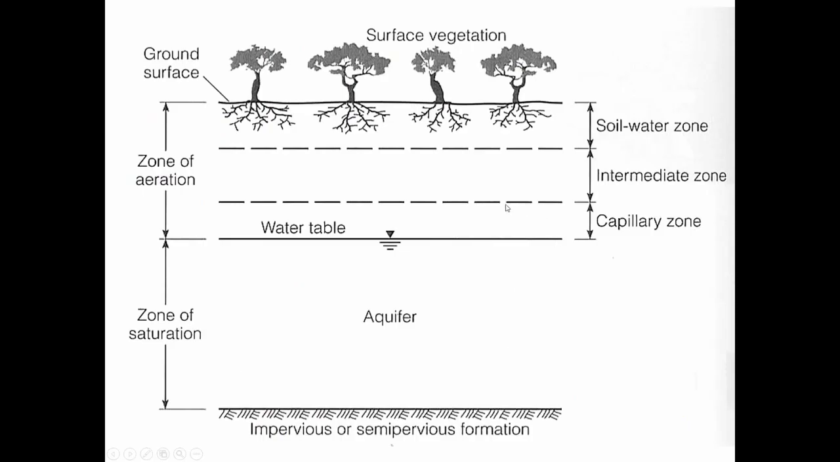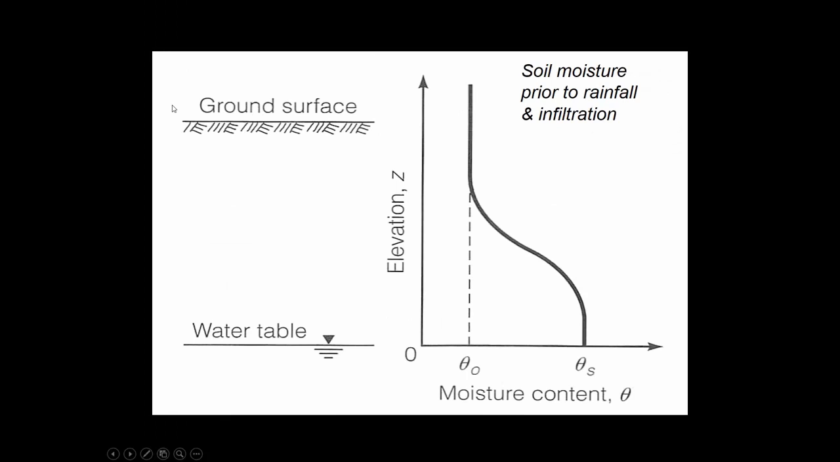So this is showing the capillary zone, which is where the surface tension and capillary effects give a higher water content than in most of the rest of the zone of aeration. And below the water table, all of the voids are full. So if we're measuring moisture content with this variable theta, then theta sub s means fully saturated. So at the water table, the voids are fully saturated.